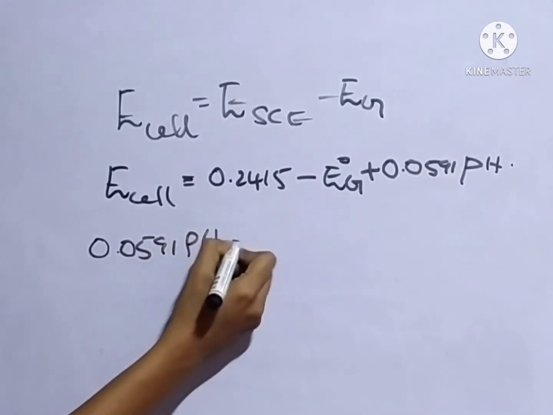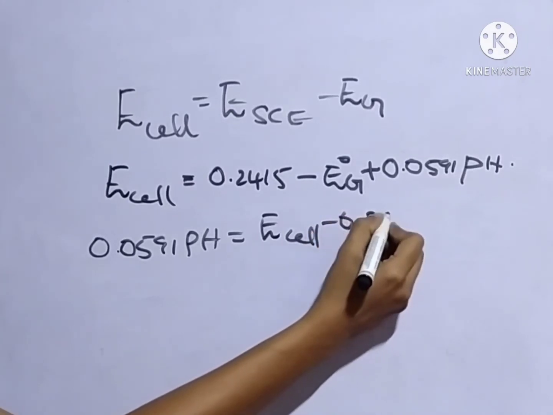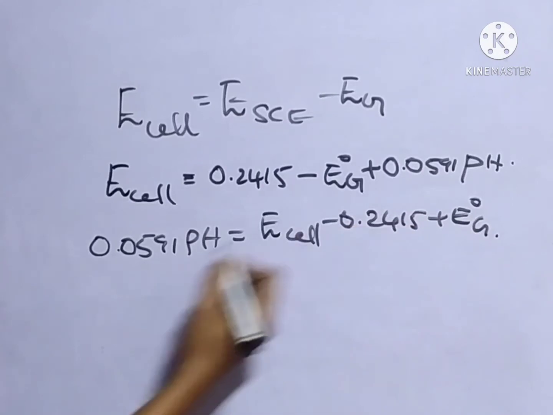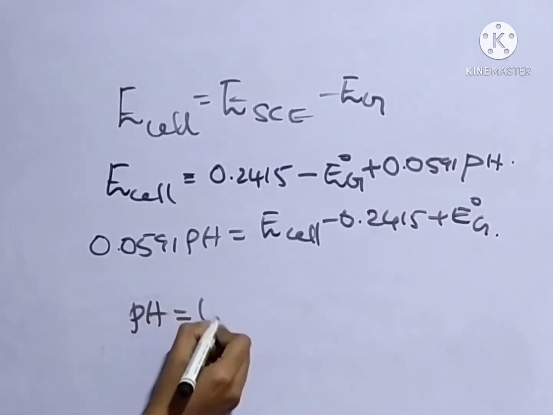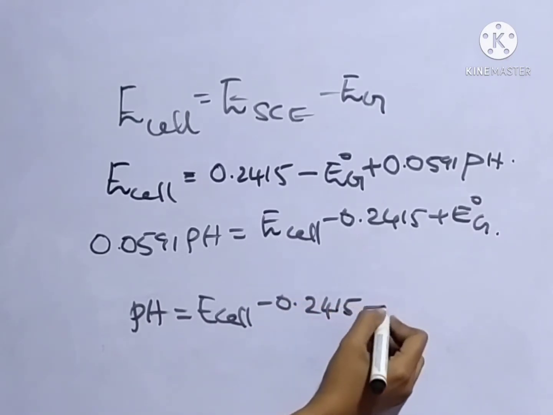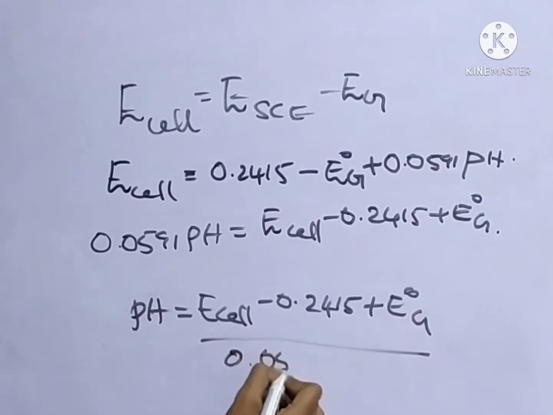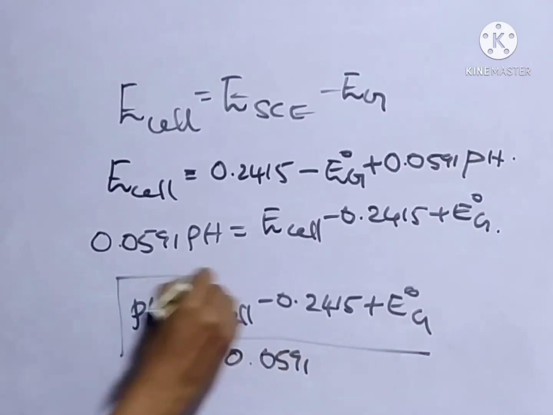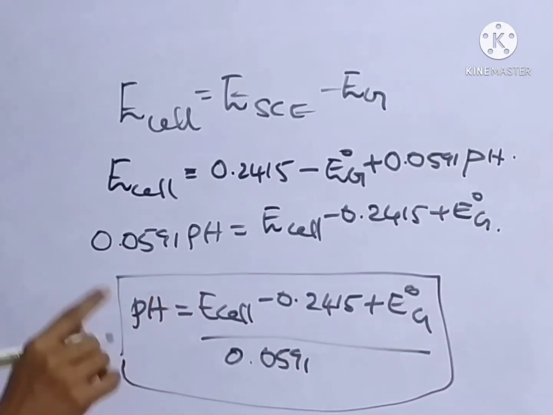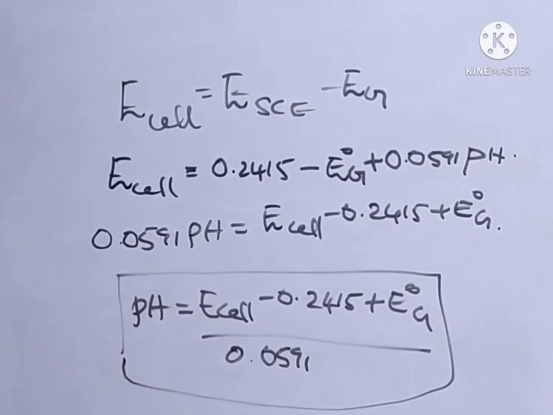From this, 0.0591 pH equal to E cell minus 0.2415 plus E0G, and pH equal to (E cell minus 0.2415 plus E0G) divided by 0.0591. So this is the equation which is used to find out pH of solution by using glass electrode.